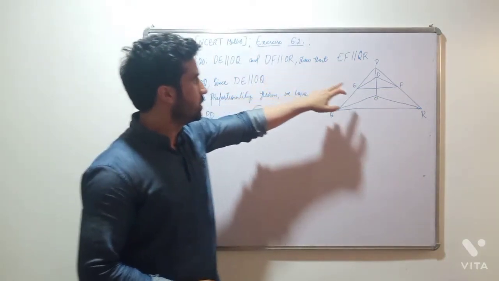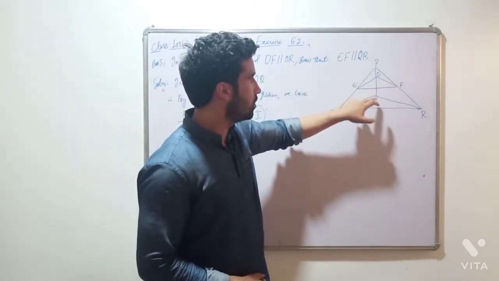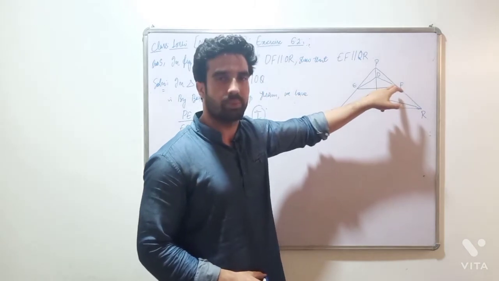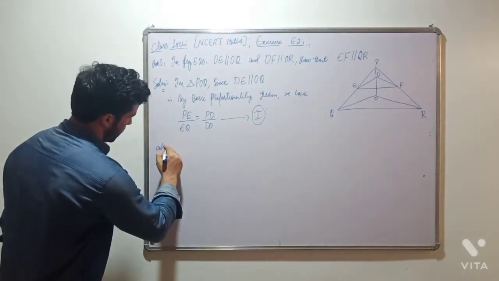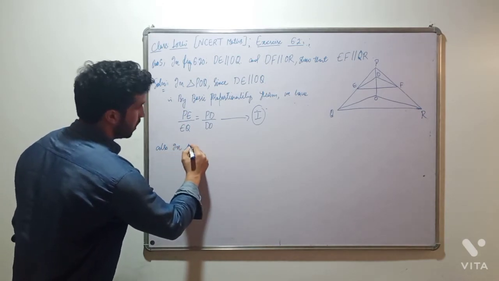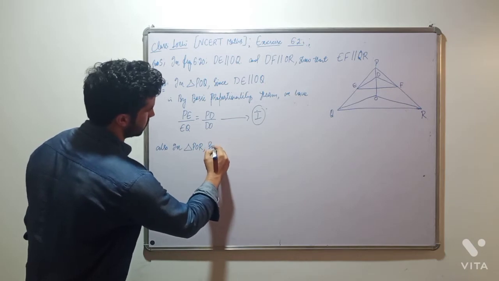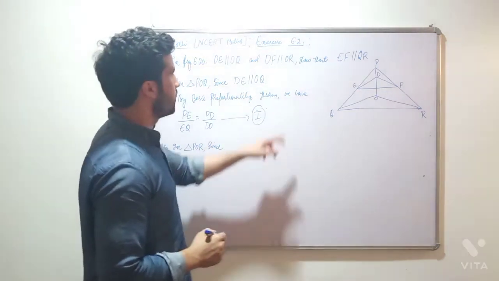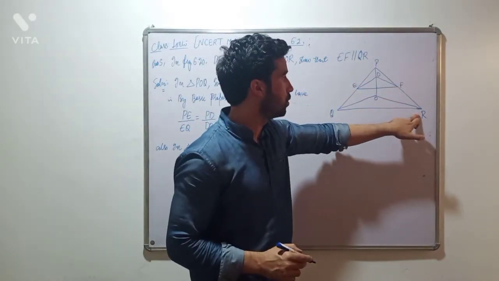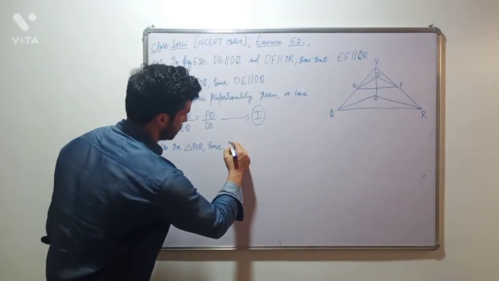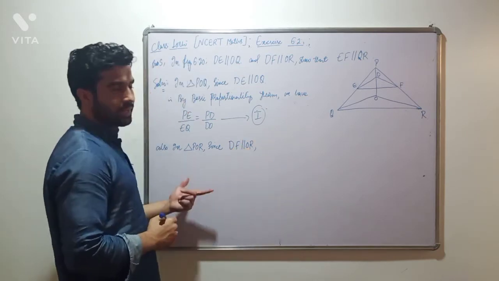Now the next condition is this: DF is parallel to OR. DF parallel to OR. This means we will consider triangle POR, and we will use the basic proportionality theorem there. So we will write here also, in triangle POR, since DF is parallel to OR, we will apply the basic proportionality theorem.